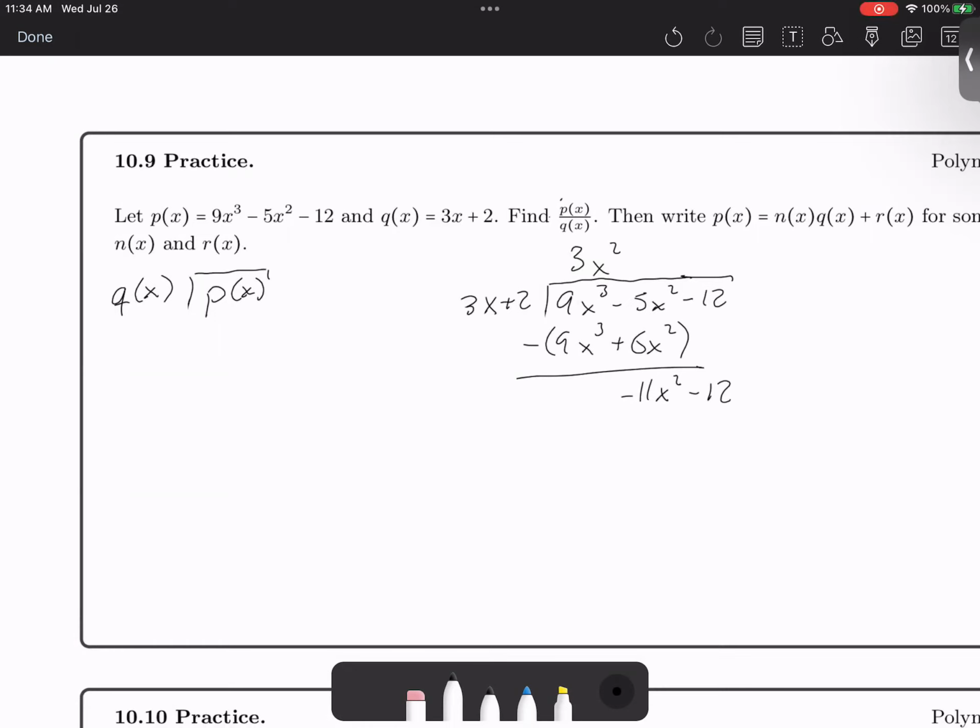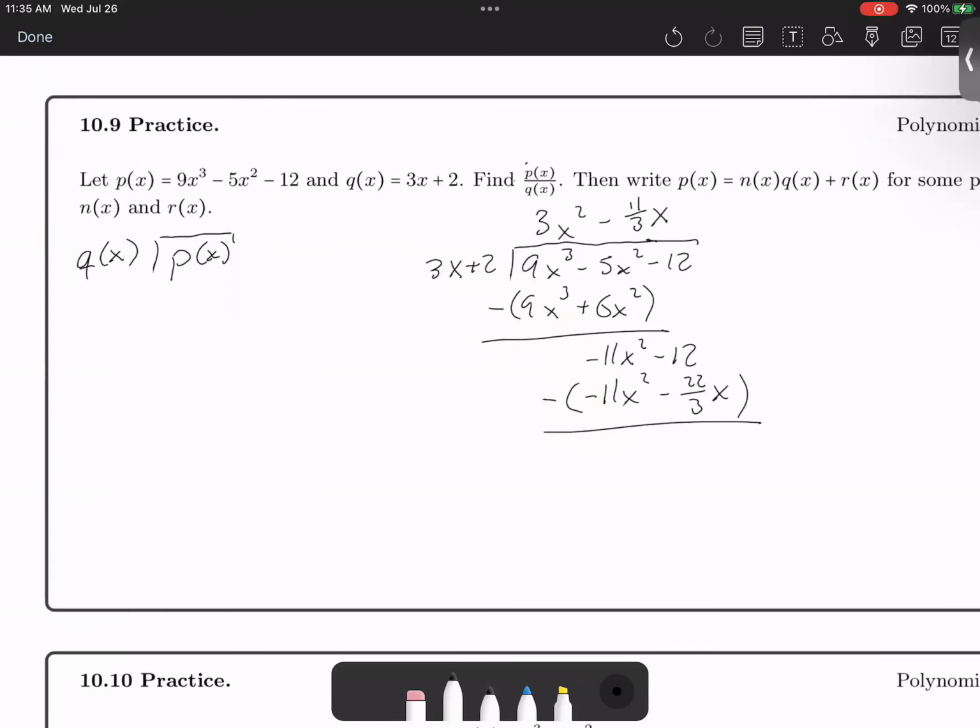I then can do this again. I need a minus 11 thirds and an x. I then run this backwards. I get a minus 11x squared minus a 22 thirds x, which I wrap in parentheses and subtract. I end up with plus 22 thirds x and a minus 12.